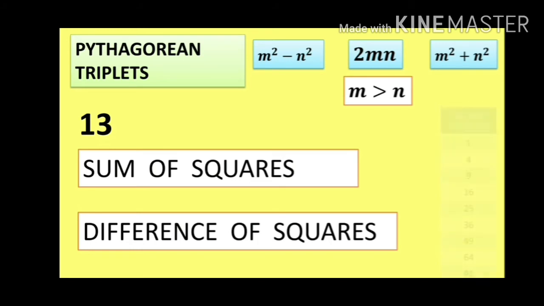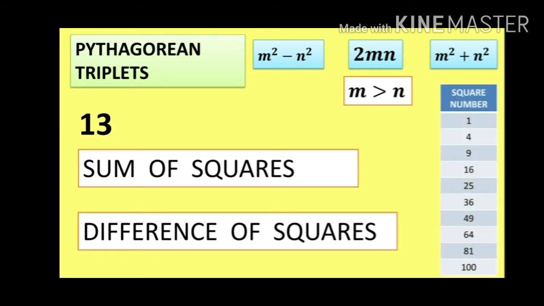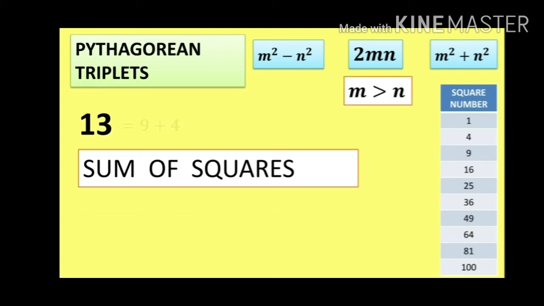Here, let's find out what we can do so that we will get 13. Either we can add the squares or we can subtract the squares. So we have a list of square numbers, that is 1, 4, 9, 16 and so on. Using this, let's see how we will get 13. Now, suppose we add 9 and 4, we will get 13. That means we are using the sum of squares. So 9 plus 4 can be written as 3 square plus 2 square. 3 squared is 9, 2 squared is 4.